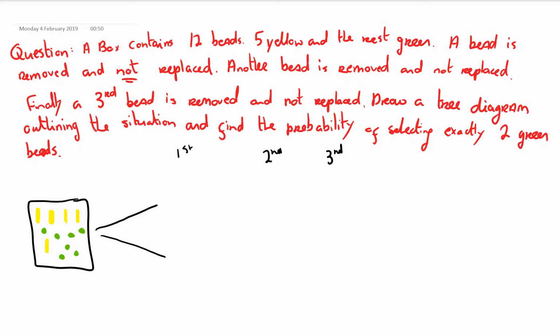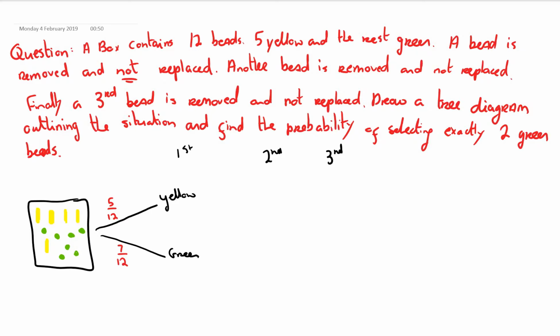Okay. So we have two options. We put in our hand, we can take a yellow, or we can take a green. Right, now let's look at the probabilities of getting a yellow first. It's 5 out of 12. And the probability of getting a green, 7 out of 12. Okay.